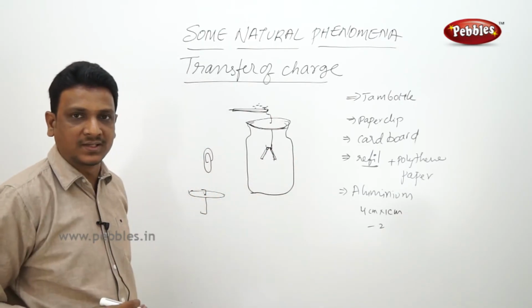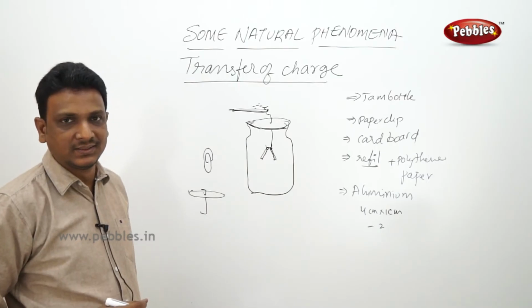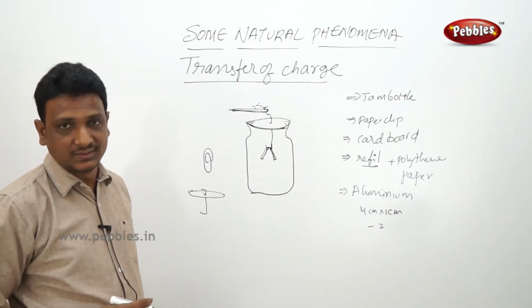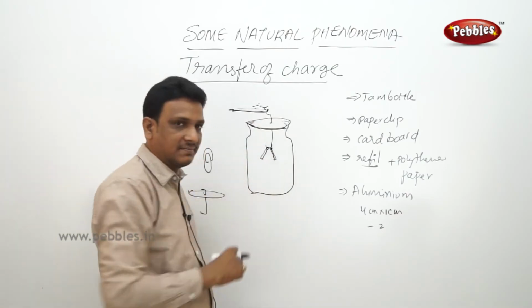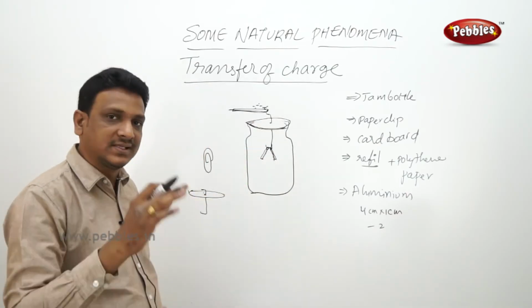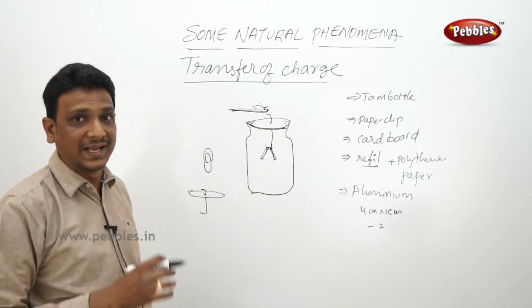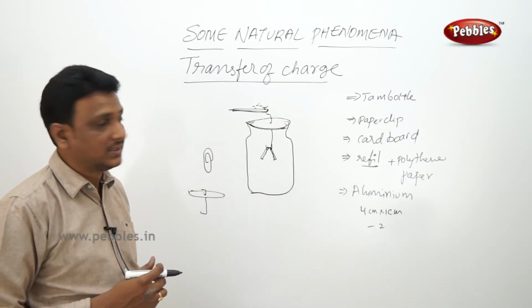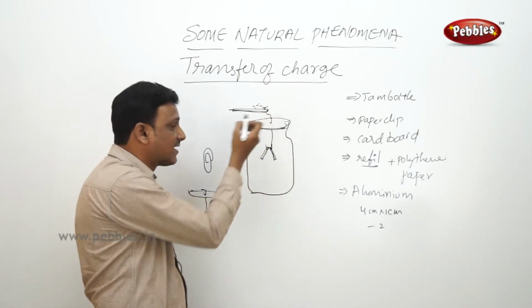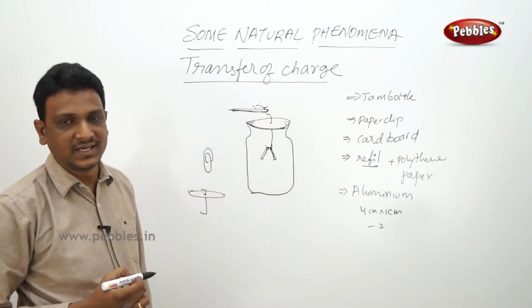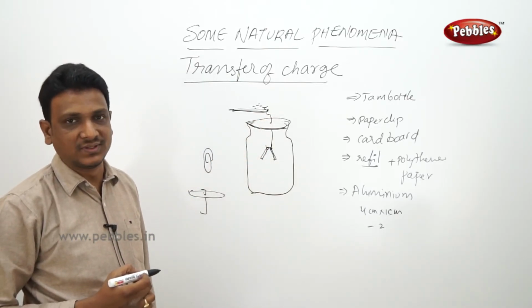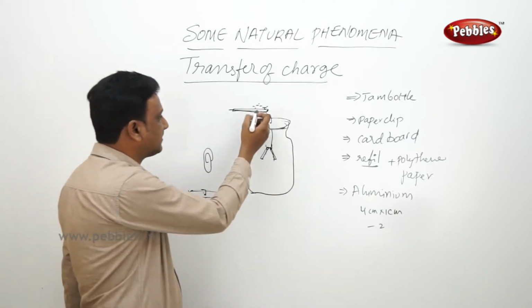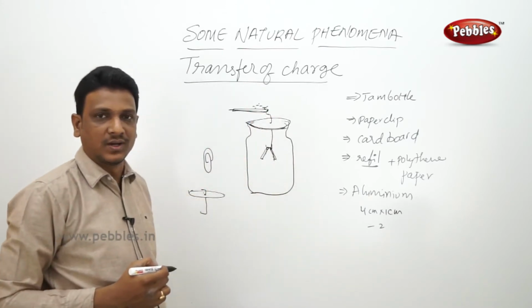They move apart. They repel each other. Why do they repel each other? Because only one charge is supplied here. Both the foils are receiving the same charge. Like charges repel. We know the fact. Like charges repel. But you can see that the charge is transferred here. The charge is transferred from this refill to this one.